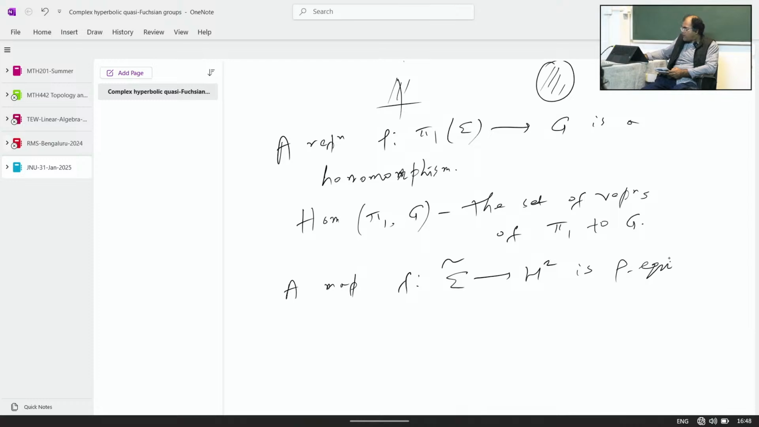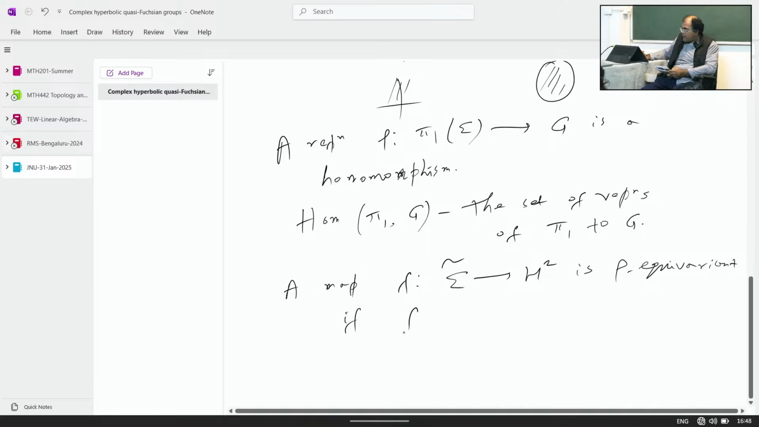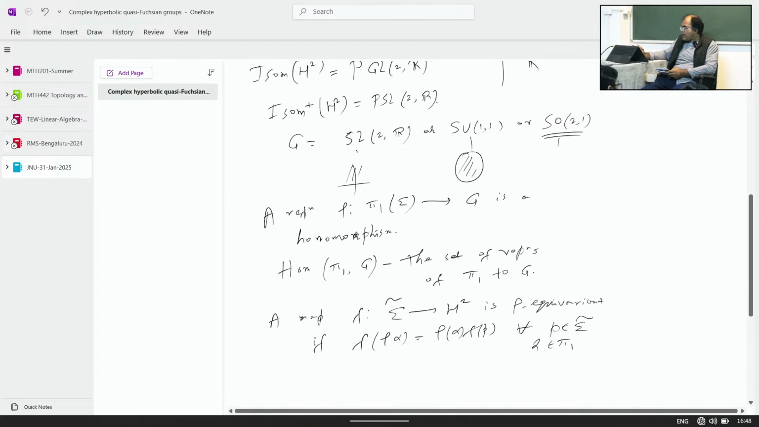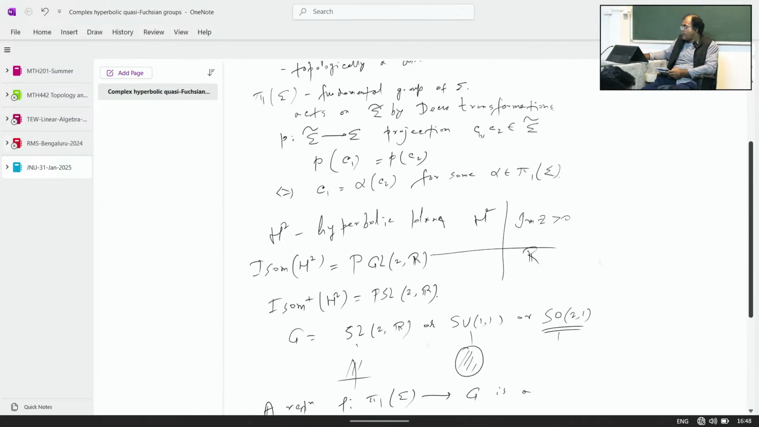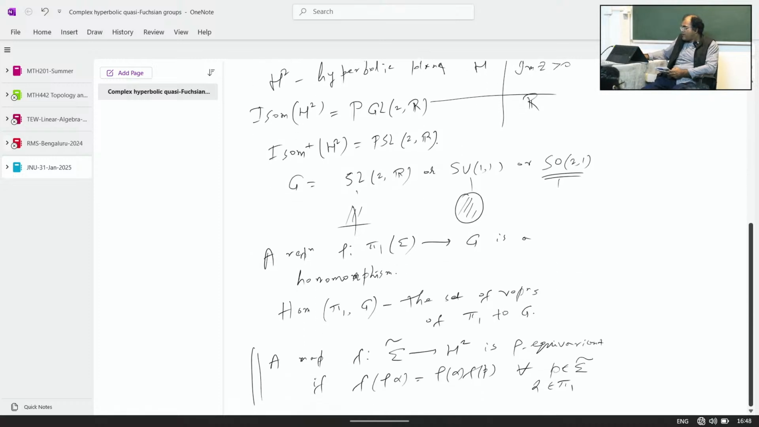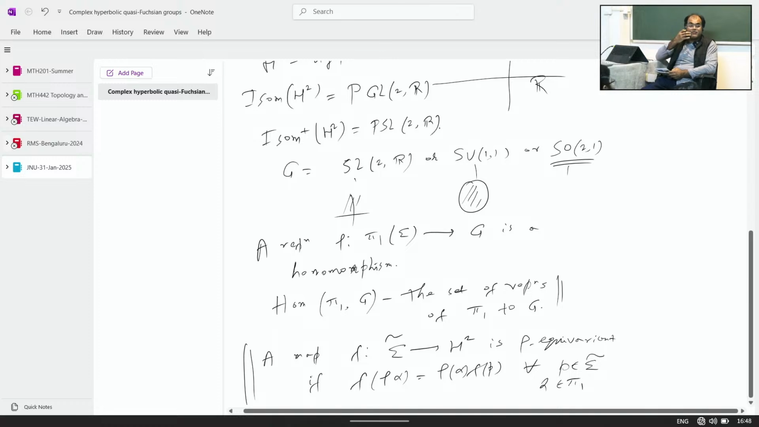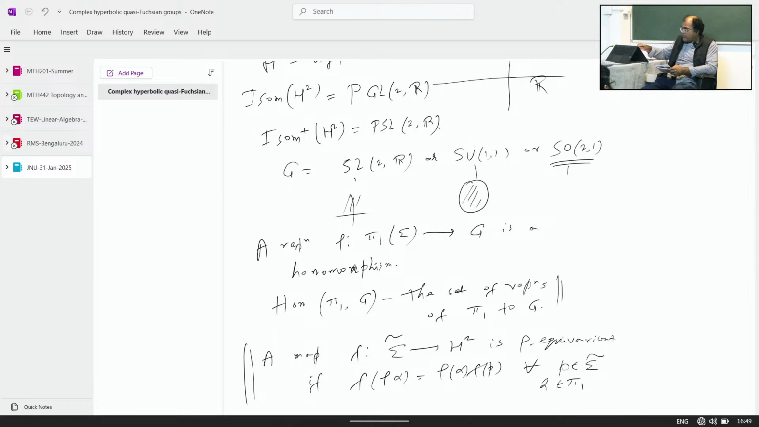This is rho equivariant if F rho alpha is rho alpha Fp for all p in the universal cover and alpha in pi 1. Okay. Now you have a rho equivariant family of maps, and you have this set of representations of pi 1 to G, where G acts on itself by conjugation, and you have the conjugation orbits. Now, what is the correspondence between these two?